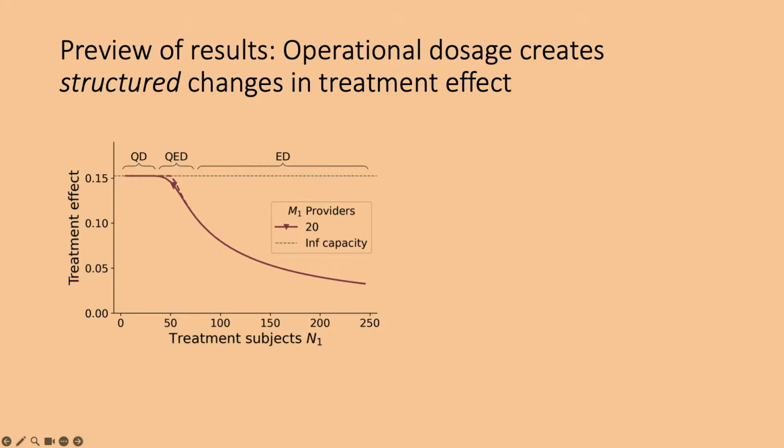But one thing we can notice here is that there is structure to how this curve behaves, in that for a small number of patients, this is flat. The treatment effect is flat. You can increase the number of patients without decreasing your treatment effect. And at some point, that will start to decrease.